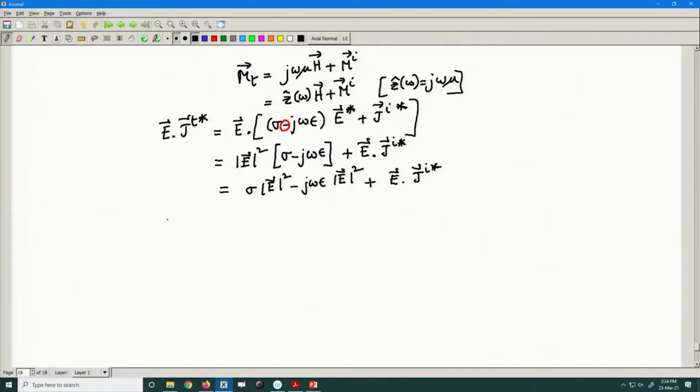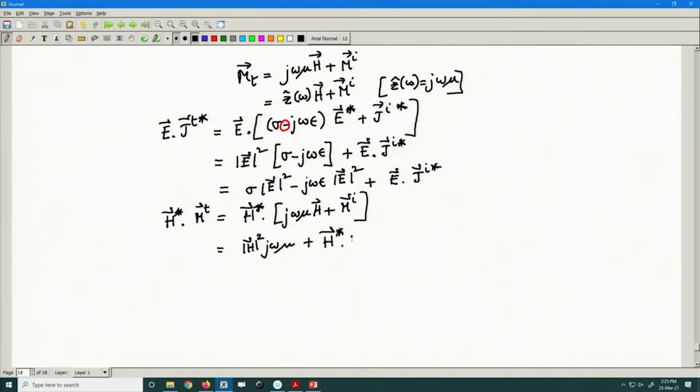Similarly, H star dot M t will be H star dot (j omega mu H plus M I), and that is mod H square j omega mu plus H star dot M I.